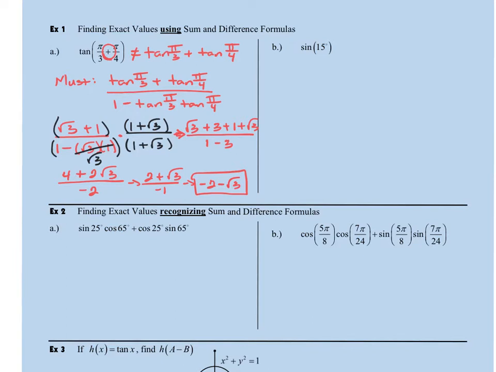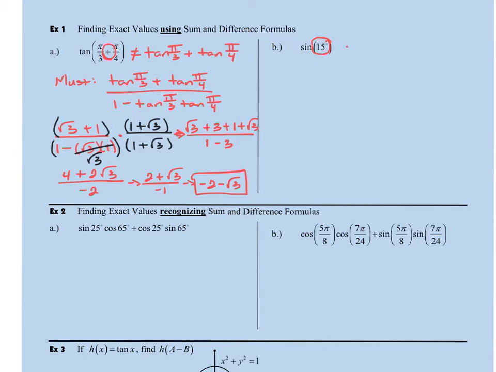Tangent is probably the most complicated. Now the next one is going to be sine of 15. We don't know how to do 15 because 15 is certainly not an angle from our unit circle. So what we need to do is think of what two numbers we could add or subtract together to get 15. And this one's a pretty easy one.